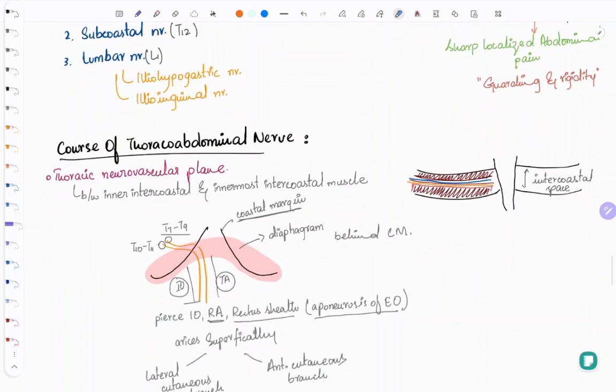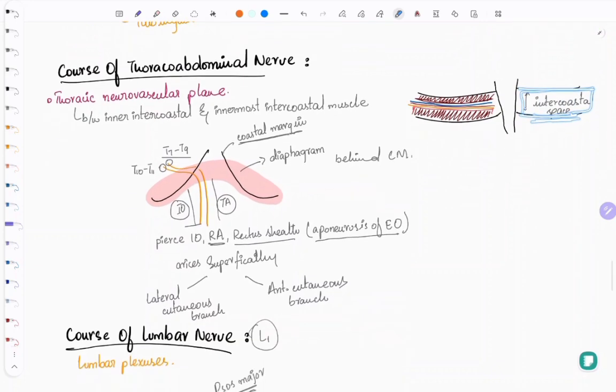Looking at the course of the thoracoabdominal nerves, they arise from the thoracic neurovascular plane, which is located between the innermost intercostal and the internal intercostal muscle, which is present within the intercostal space. The intercostal space is the space between the two ribs.